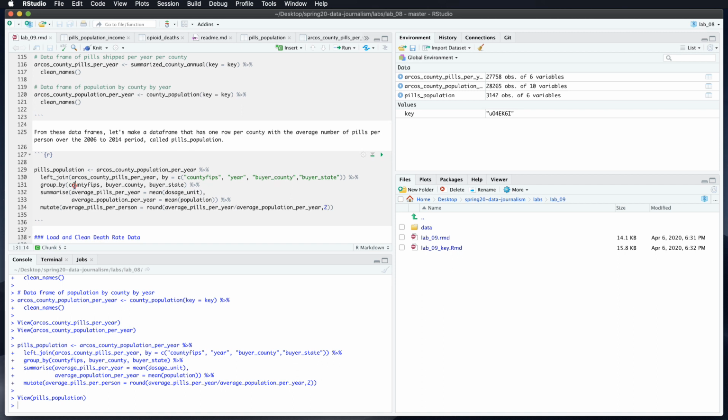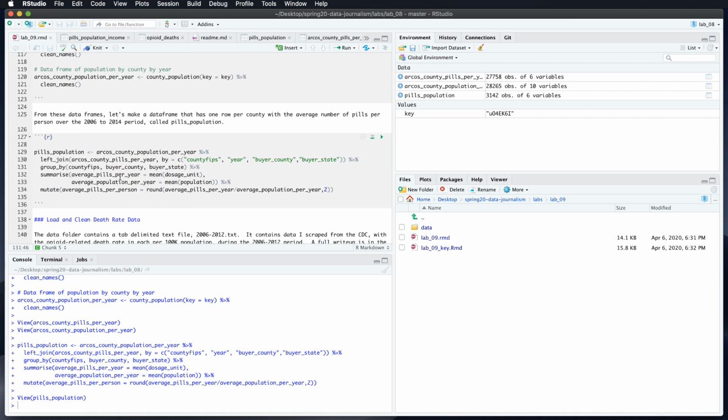Then I grouped by county FIPS, the county unique identifier code, buyer county, and buyer state. And I calculated the two new columns that appeared there. So I created the average pills per year column by calculating the mean of the dosage unit. Remember, dosage unit is a proxy for pills. And the average population per year by taking the mean of the population.